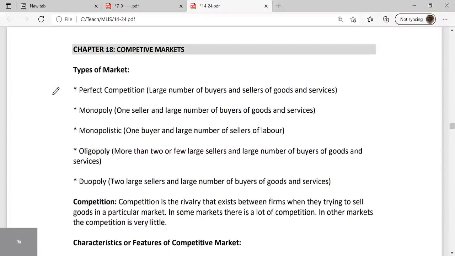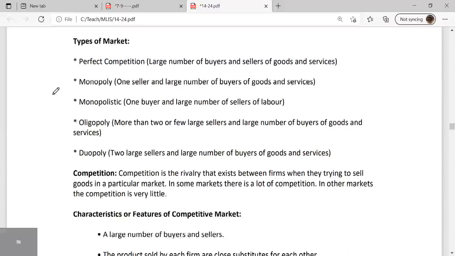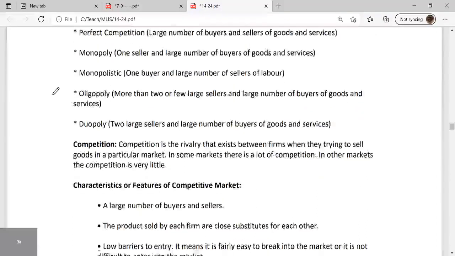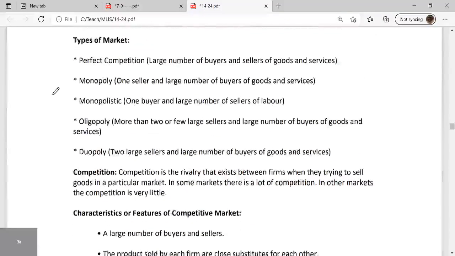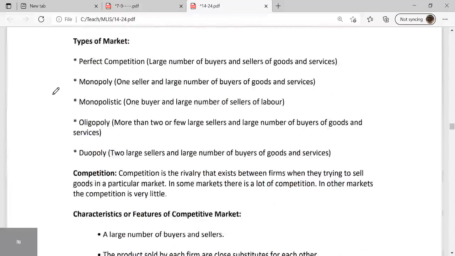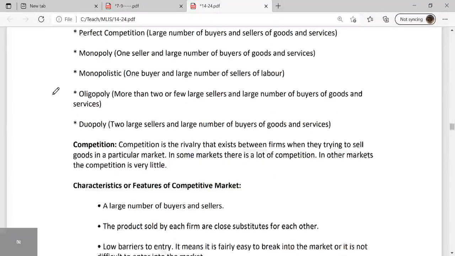Next, we have competitive markets. There are different types of markets, like perfect competition, monopoly, and oligopoly. Perfect competition is when there is a huge number of sellers and buyers. Monopoly is when there is only one seller. Oligopoly means when there are few sellers. There are also other types of markets, so I'm not going through them. You mainly need these three: perfect competition, monopoly, and oligopoly.